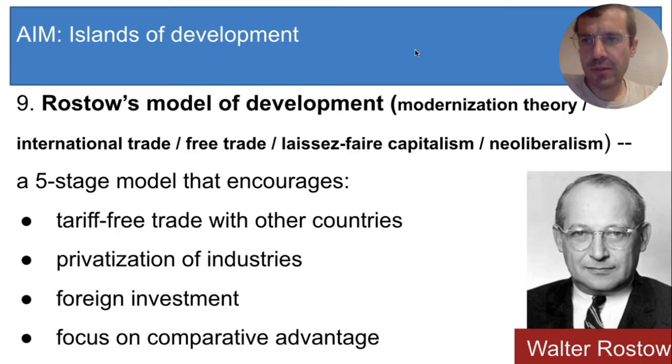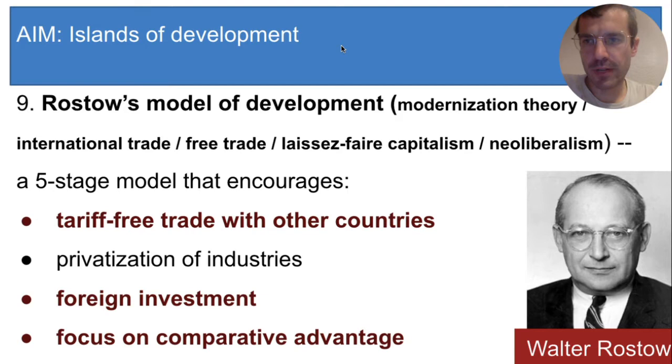In the last video, you learned about Rostow's model of development and the different things that it encourages developing countries to do in order to increase their development. Today, we're going to focus on three of those things: tariff-free trade, foreign investment, and focus on comparative advantage. Let's start by looking at foreign investment more closely.